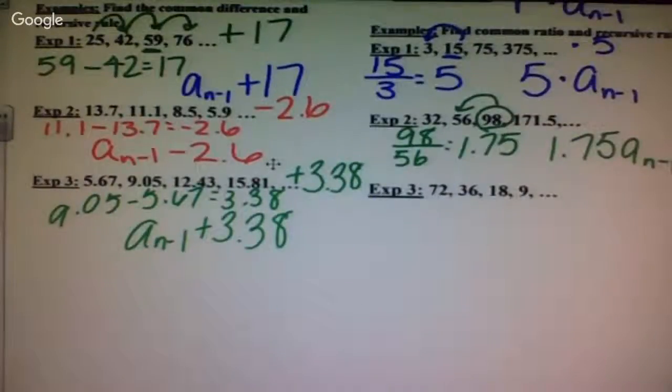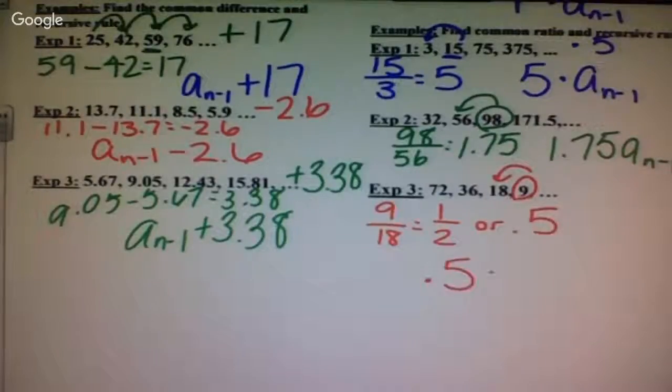Okay. This last one. 9 divided by 18, the number that comes before it. Either 1/2 or you can use 0.5. I don't care. Okay, so 0.5 times A sub n minus 1.